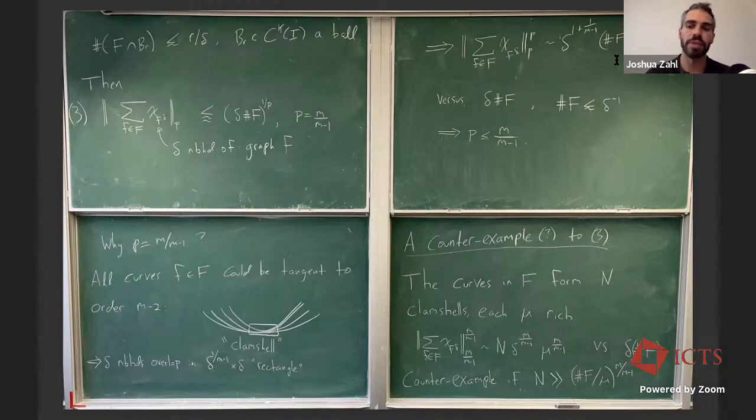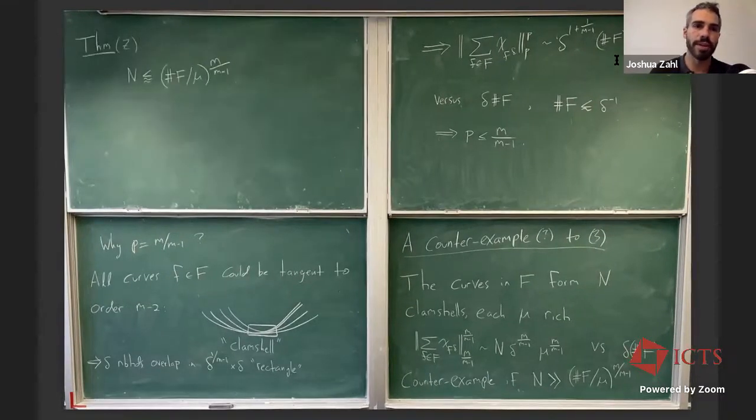Is it possible to construct a configuration of curves, capital F, and pick some number mu so that we actually get such a large number of clamshells that it violates inequality 3? And I claim that more or less the only way inequality 3 can be violated is if we can construct a collection of curves which create clamshells in this way. And so the next result says, no, you can't do this.